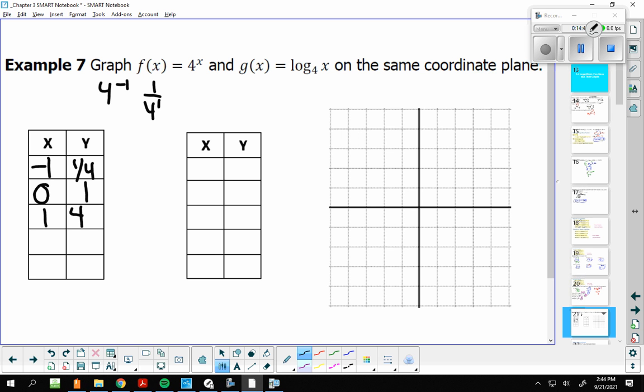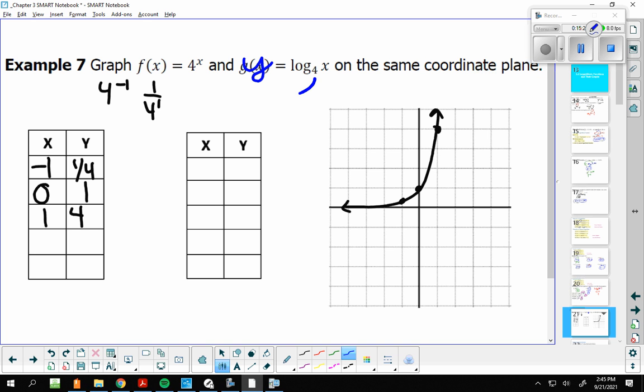All right, so let's plot those. -1 up 1/4, 0, 1, and 1, 4. So there's f of x. So that was in exponential form, so it made it easy for us to graph. This is in logarithmic form, but we're going to change it to exponential form so that we can graph it. So how do we do that? Well, this is really just saying y, right? And so now let's swirl.